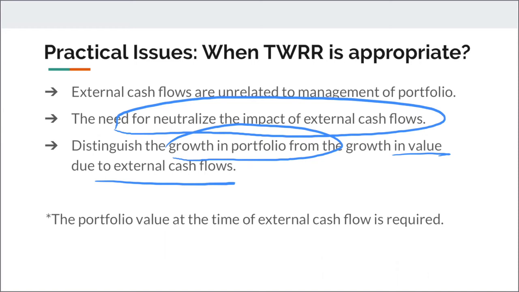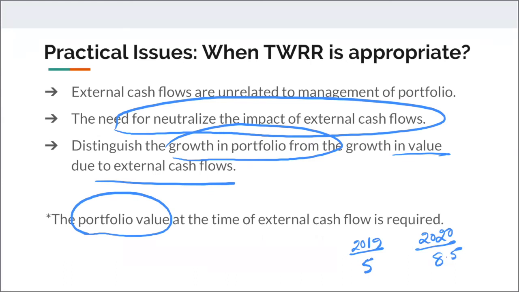But when you want to calculate the time weighted rate of return, each time there is a cash inflow or cash outflow, you need to know the portfolio value. Because if in 2019 you invested 5 million, and at the beginning of 2020 you invested another 8.5 million, but you had 6.5 million because your 5 million grew to 6.5, then your total portfolio was 15.